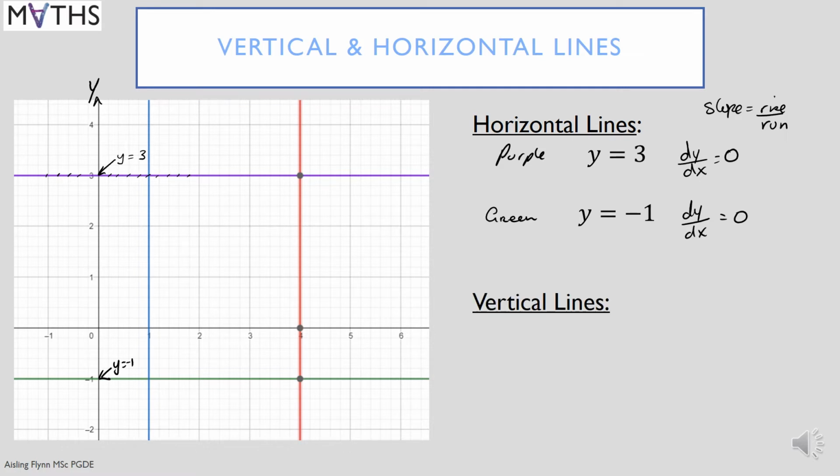What about vertical lines? Vertical lines are described by their x values. x equals 1. On our x-axis here, we find the value of 1 here. And so this blue line here, every single point along the blue line has an x value equal to 1. And that's why it's called x equals 1.